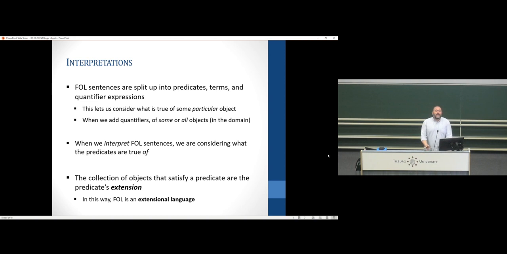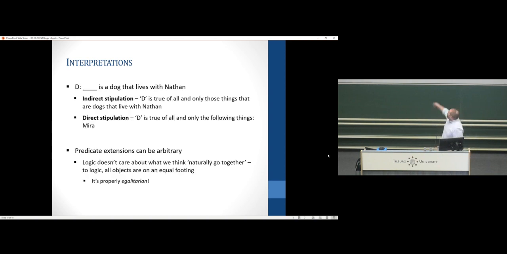And in fact, that's really what interpretations are. Interpretations tell us a domain and the extensions of predicates. And they'll also maybe tell us something about names if they're associated. So when we have a predicate, D, right? Well, we can actually talk about or settle the extension of this predicate in two different ways.